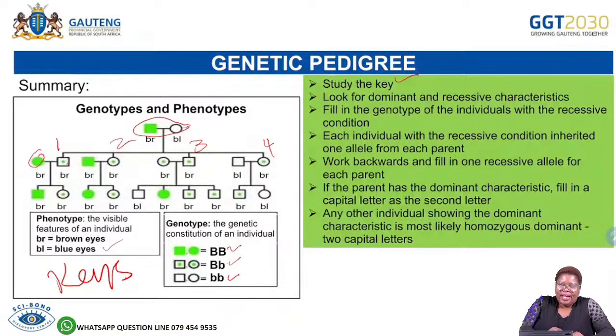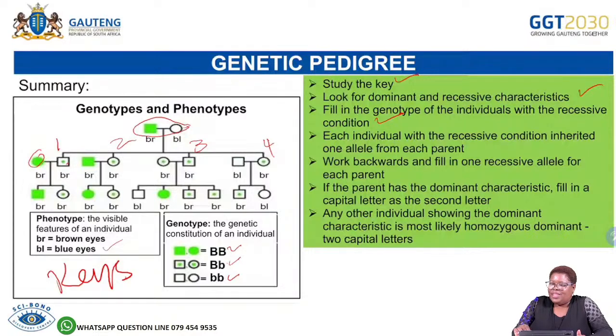So if you can examine and check all of this, you will realize that some of the characteristics were inherited from the parents. Even the children inherit those characteristics from their parents. Now, you study the key, look for dominant and recessive characteristics, fill in the genotype of the individual with recessive condition, like we have done here.